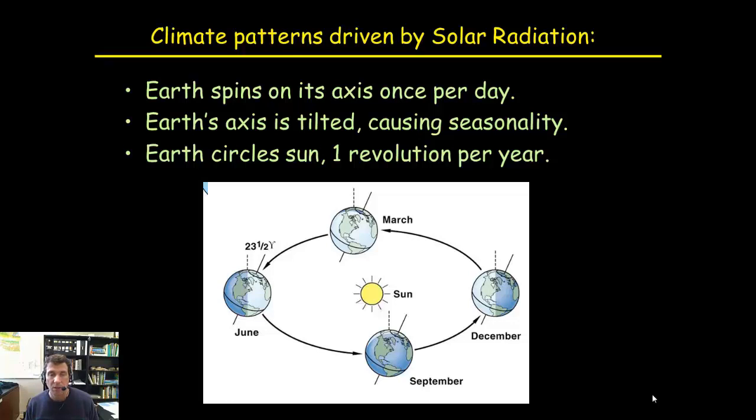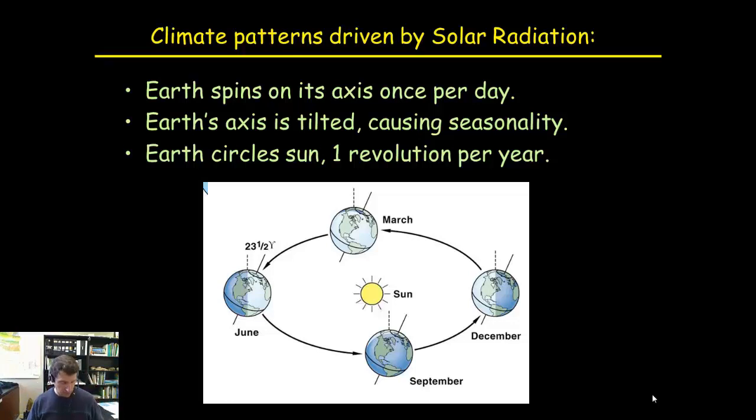Some basics are things I'm sure you already know, that Earth spins on its axis once per day. Its axis is represented in this cartoon as that solid line that comes out of the top of the Earth and also comes through the South Pole and the bottom of the Earth. And the Earth makes one rotation about its axis each day. That's what we define as a day. And the other thing about this cartoon that you notice is that the Earth's axis is tilted, causing seasonality.